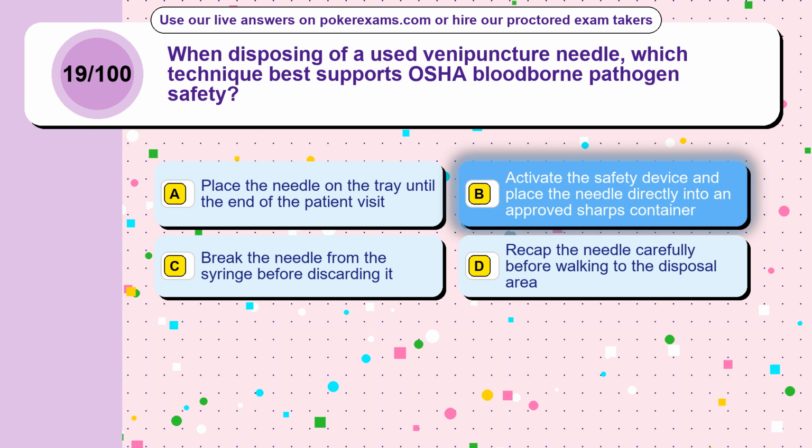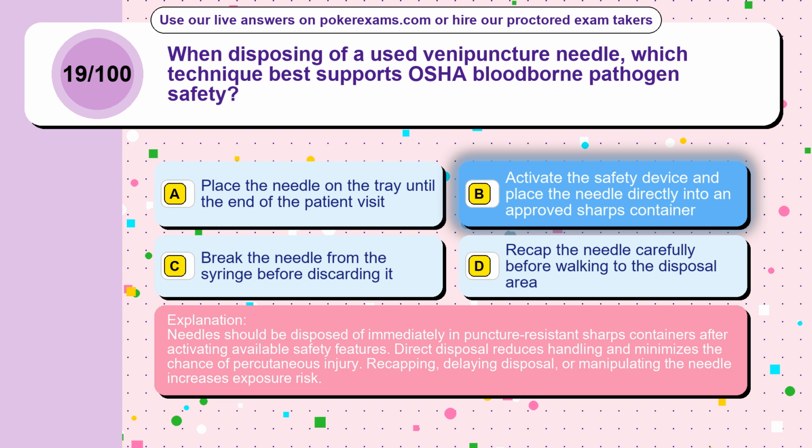The correct answer is option B. Activate the safety device and place the needle directly into an approved sharps container. Needles should be disposed of immediately in puncture-resistant sharps containers after activating available safety features. Direct disposal reduces handling and minimizes the chance of percutaneous injury. Recapping, delaying disposal, or manipulating the needle increases exposure risk.